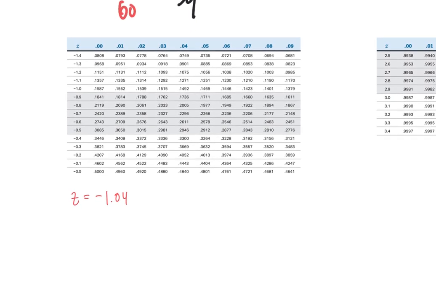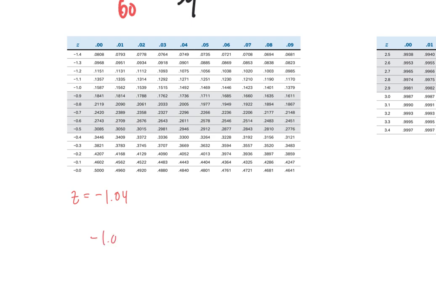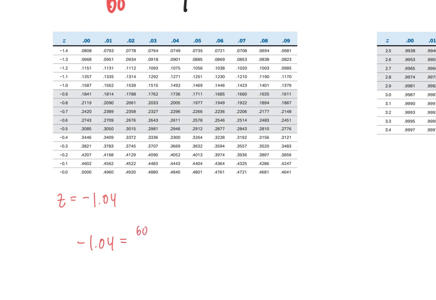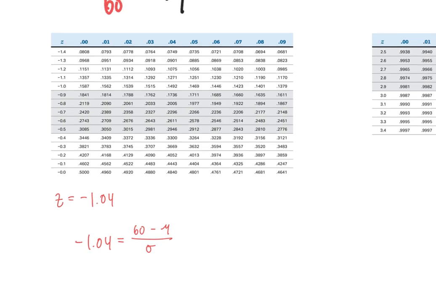Okay, that means we can make an equation. Negative 1.04, that's the z-score, equals the value. We know this value was 60 minutes, minus the mean, which we don't know, over the standard deviation.